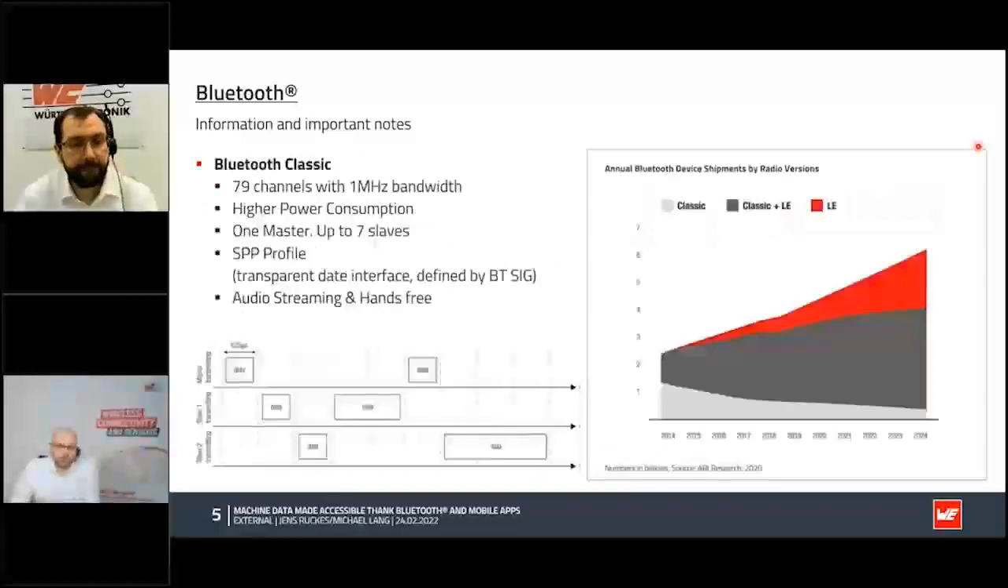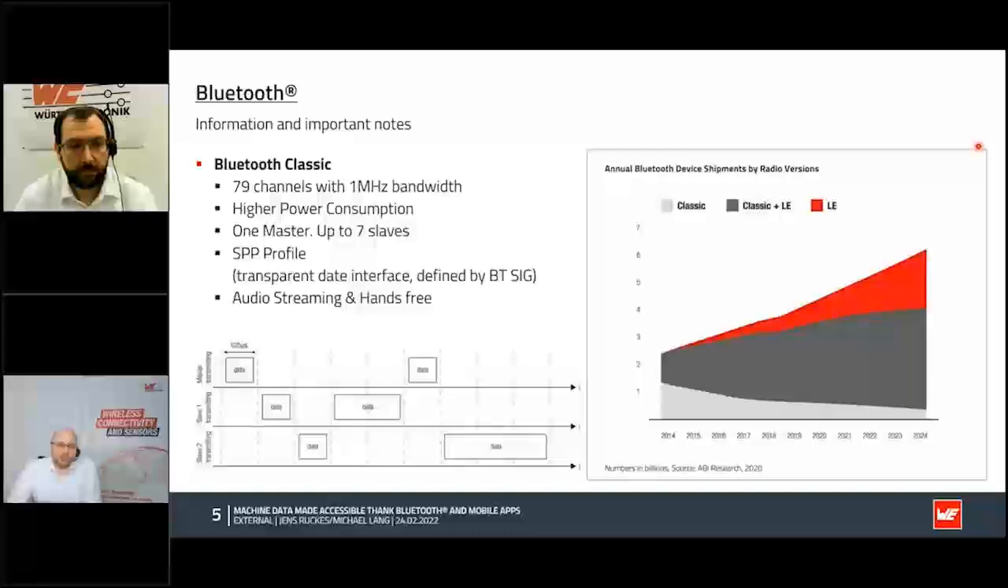First, we want to have a closer look at Bluetooth Classic, as it is very familiar and widely used. For example, the best-known one is in your car. The Bluetooth connection to your smartphone is done by Bluetooth Classic with the possibility for hands-free communication, and it's very popular in this way. It uses 79 channels with 1 megahertz bandwidth and has a relatively higher power consumption than the other ones following. There is 1 master and up to 7 slaves.